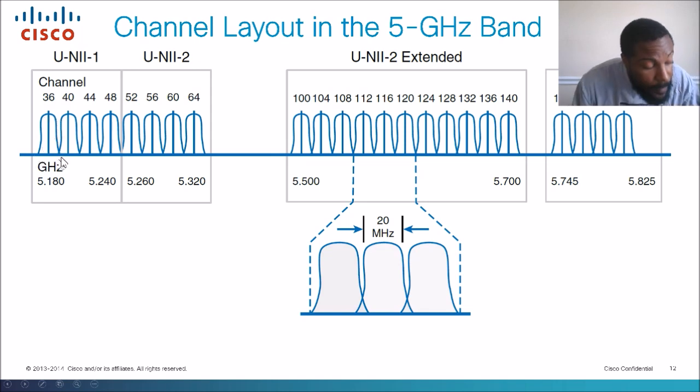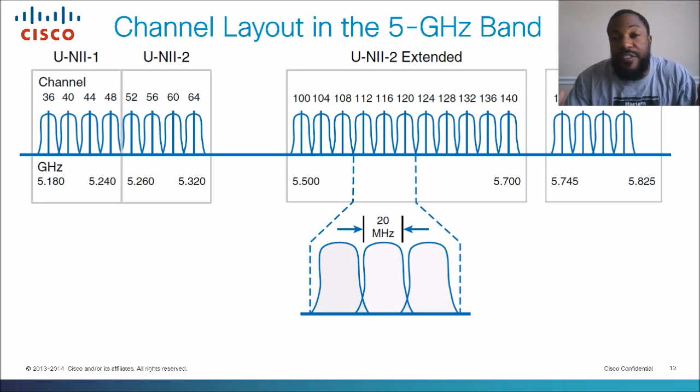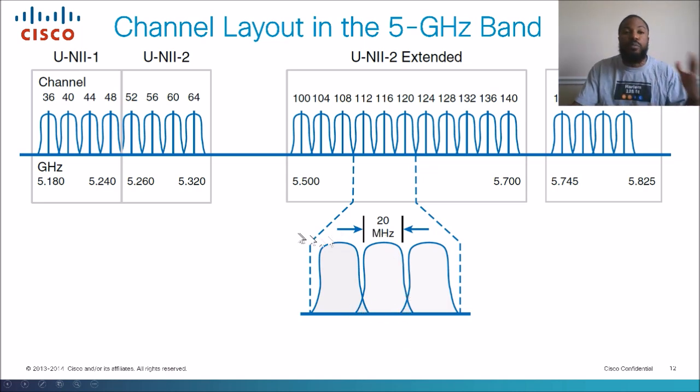Why do we do that? So that it does not overlap like the 2.4 gigahertz range. The channels in the 5 gigahertz range basically don't overlap. That's the beauty of the 5 gigahertz range. The channels do not overlap each other. There might be a little overlap looking right here, but for the most part, the layout in the 5 gigahertz range does not overlap. That's the beauty of the 5 gigahertz range.